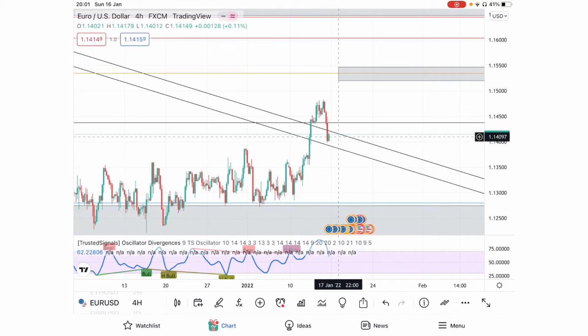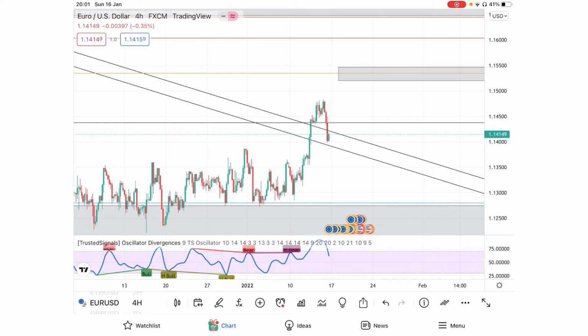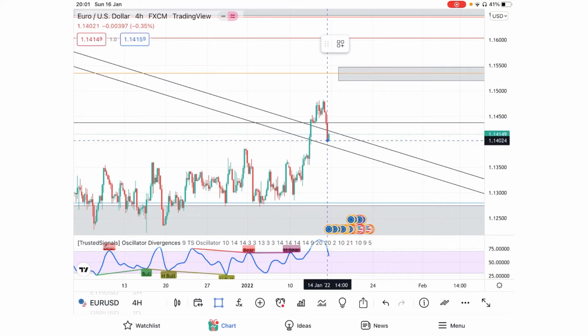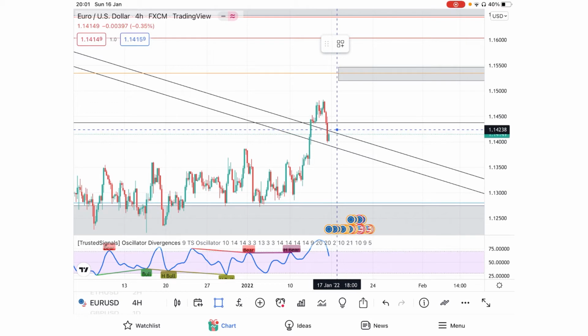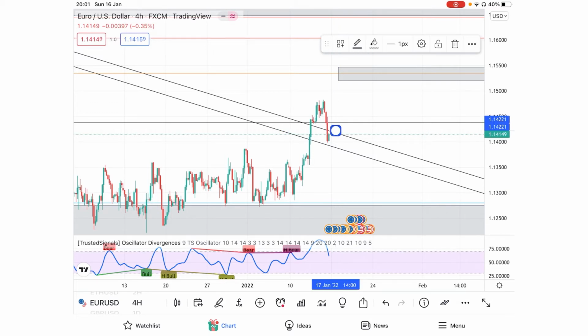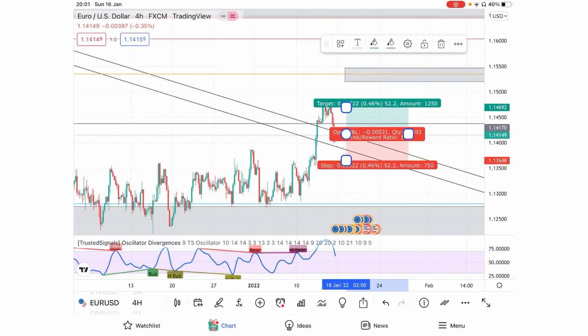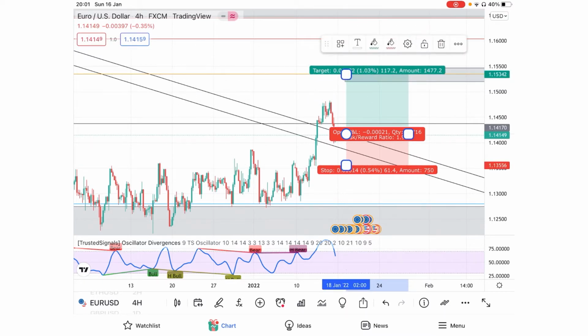So if I see a bullish candlestick pattern form right here, I would enter a nice long position. Let's say we get the three white soldiers pattern, three bullish candlesticks, then I will enter a long position here. This is a possible play. I will place my stop loss around here. My take profit would be the 618.